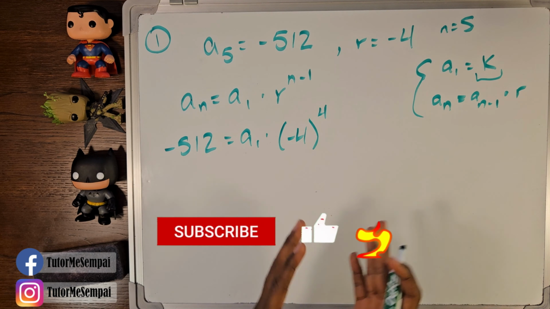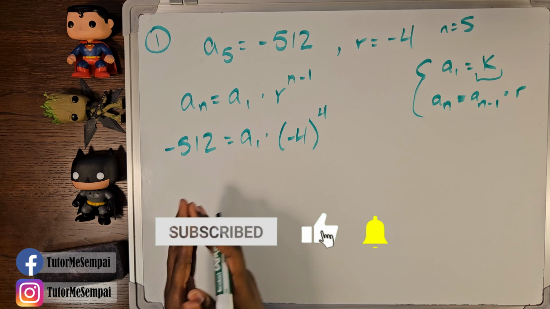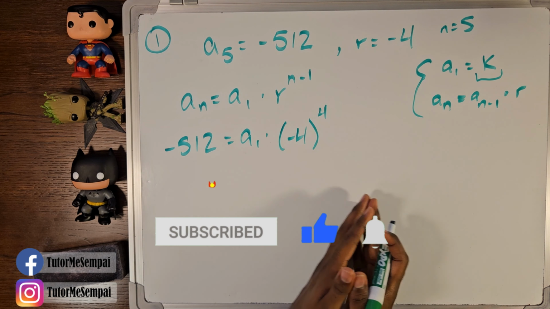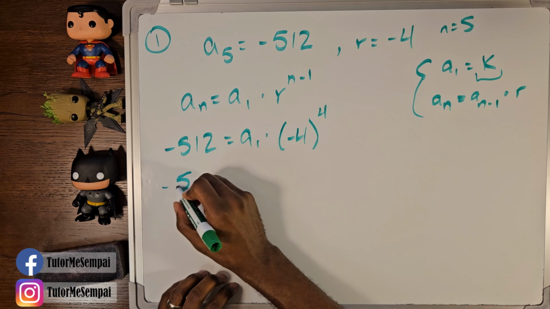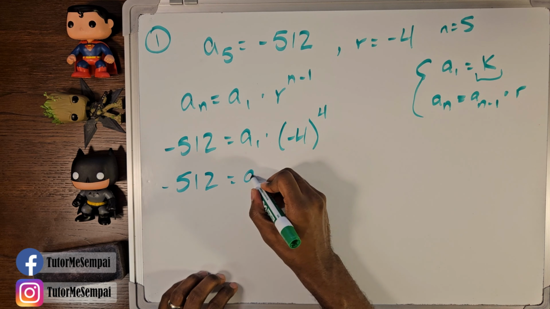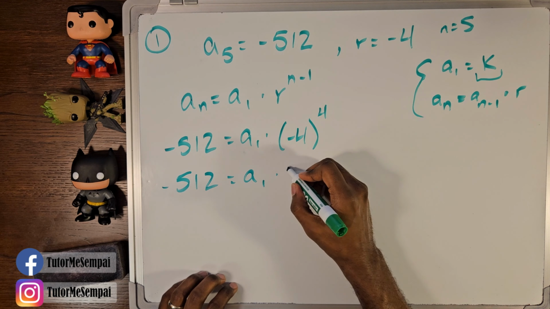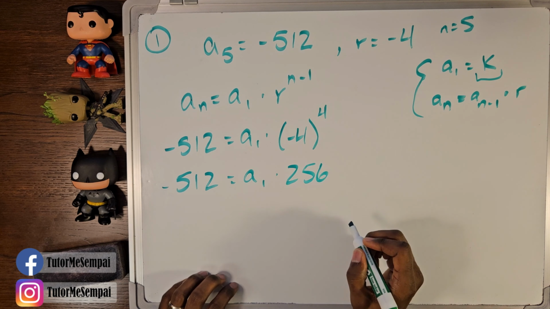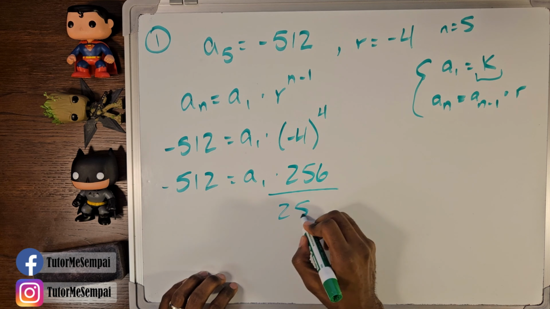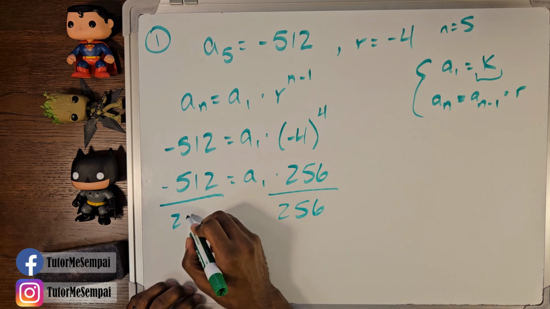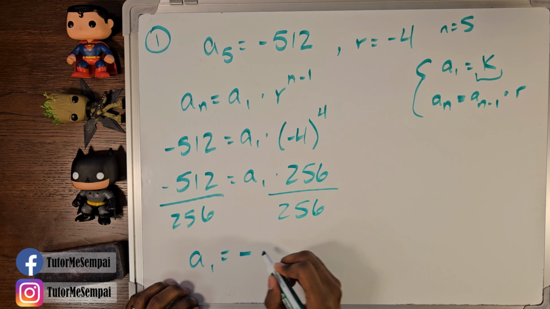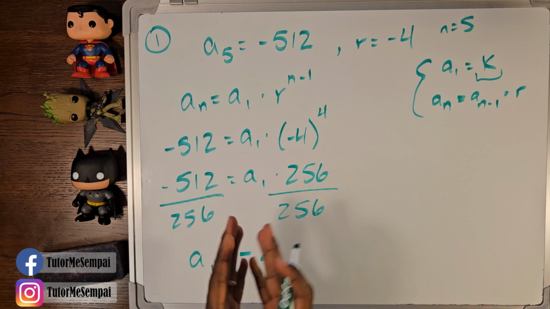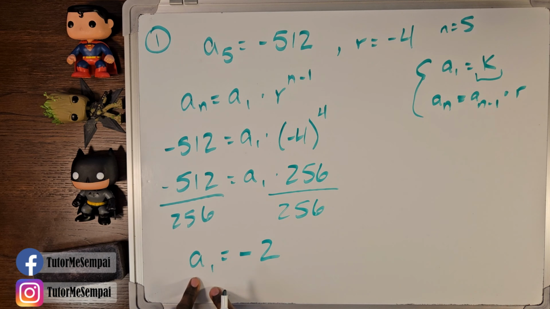So just like you use your explicit formula to find your explicit formula, notice we're using our explicit formula to find a recursive formula as well. If you expand this out, you're going to have negative 512 equals a sub 1 times a positive 256. Divide both sides by 256, and we get a sub 1 equals negative 2. So using our explicit formula, we found our initial term of our sequence is going to be negative 2.